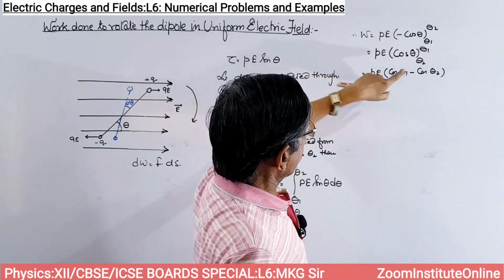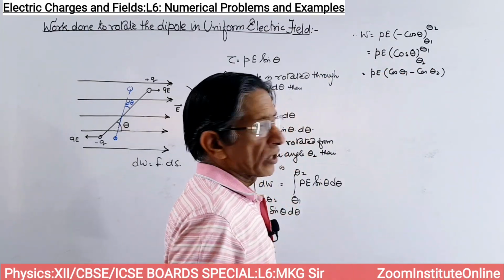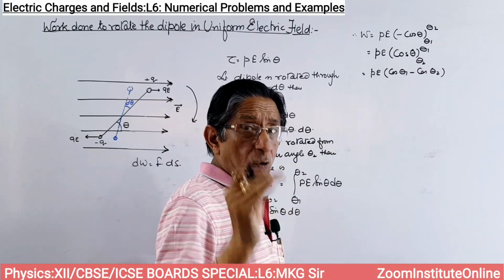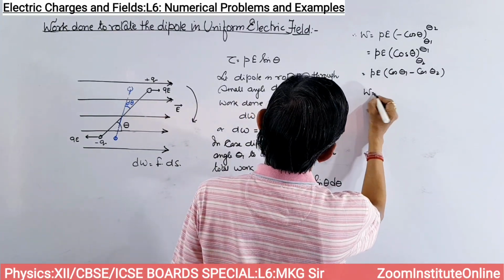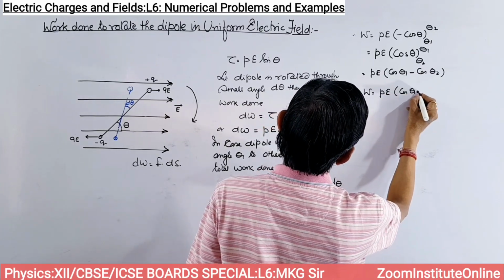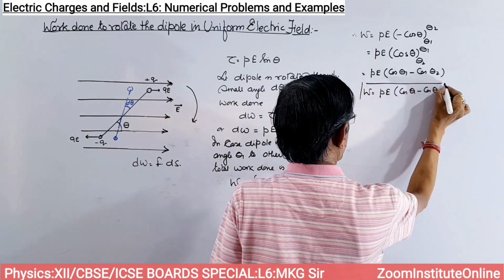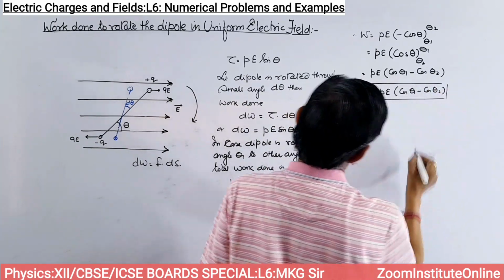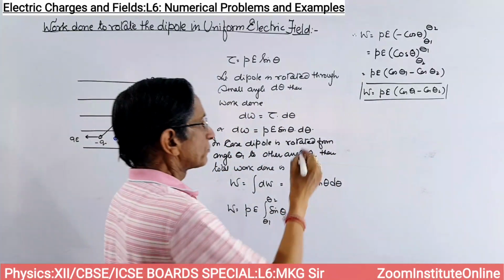To remove this minus sign, interchange the limits. So cos theta 2 to theta 1. First we shall put the lower limit, minus the upper limit. So this is the formula for the work. W is equal to PE (cos theta 1 minus cos theta 2). It is the general expression for the work to be done to rotate an electric dipole in a uniform electric field.